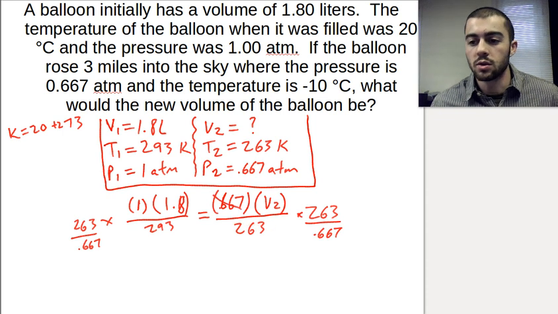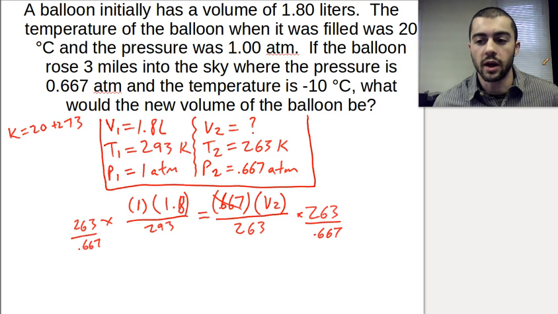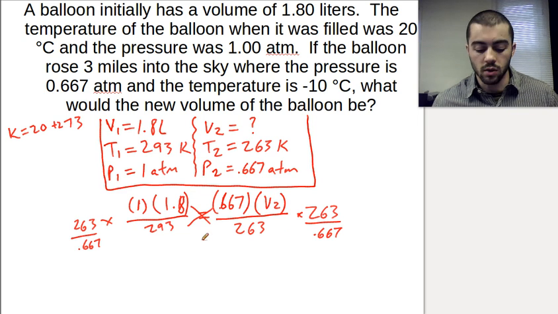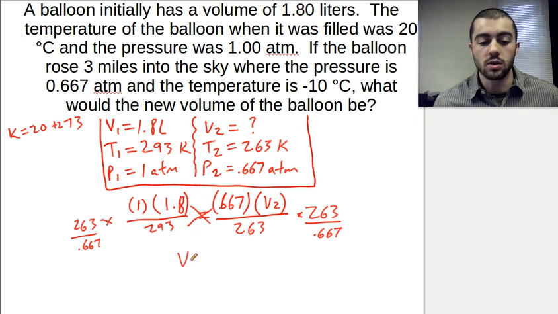What you could also do is cross multiply, and we would have then 263 times 1.8, and then set the crosses equal, and then we have that equals 293 times 0.667 times V2, and then divide away to get V2. But whichever way you like to do it, what you should come up with here is V2 equals 2.42 liters.